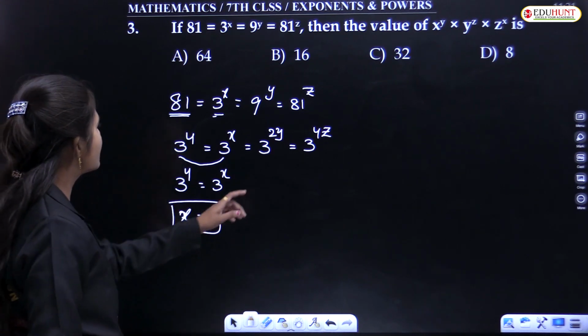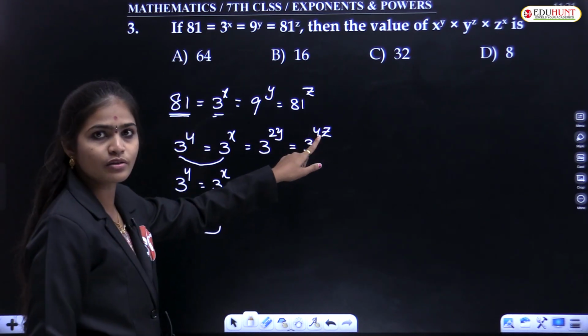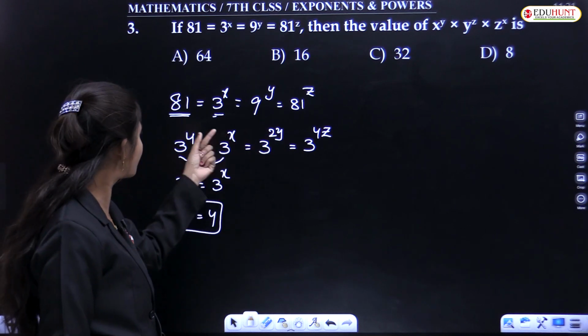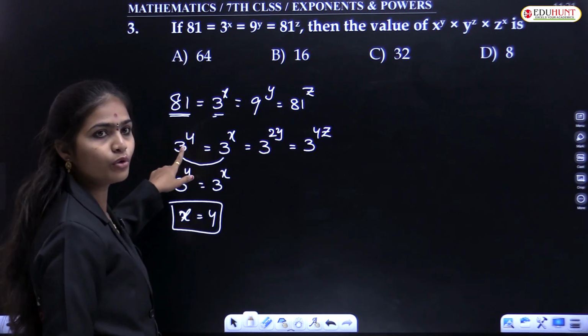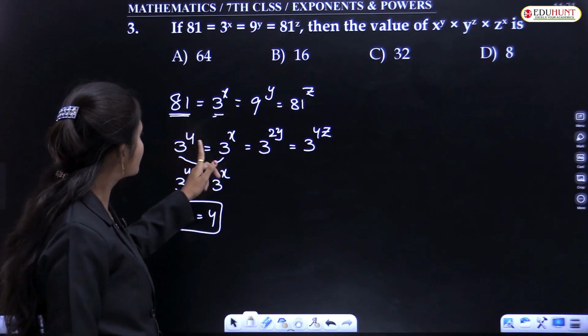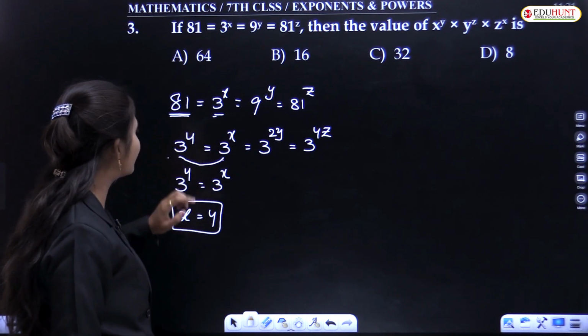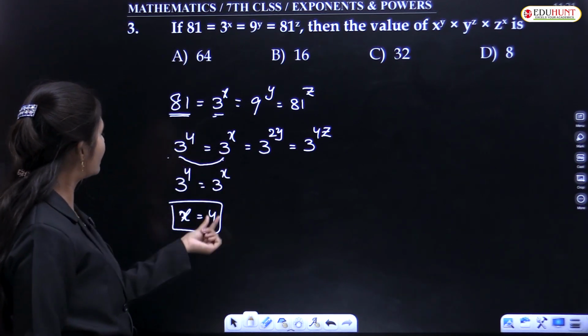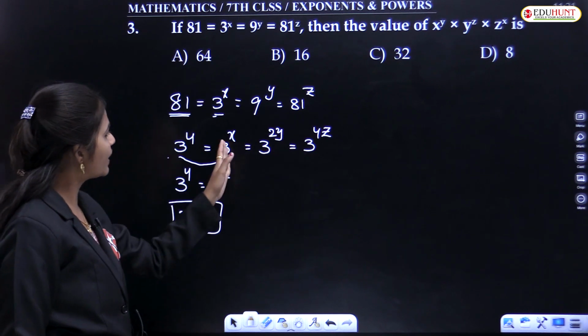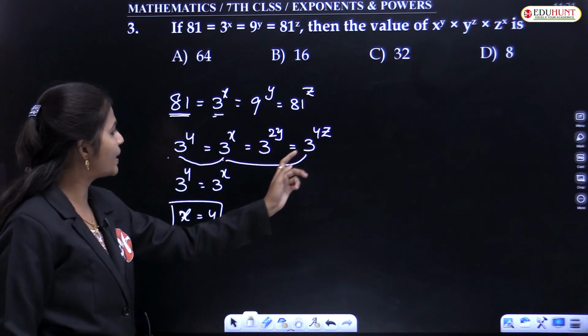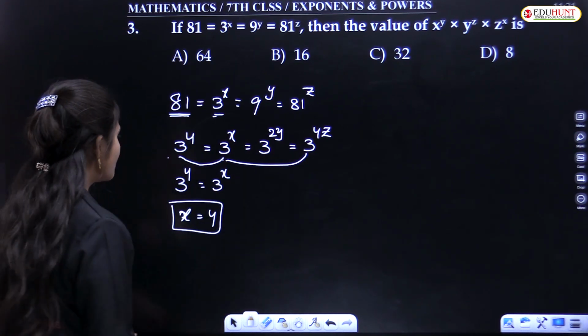Okay, why? Because here y and z values are also there, so we don't know those two values. That's why here we know only the value of the first one, 3 power 4. That's why I equated 3 power x and 3 power 4. Now here we got that x value, no? Then we can compare these two, or else we can compare these two also. Okay, that is your wish.